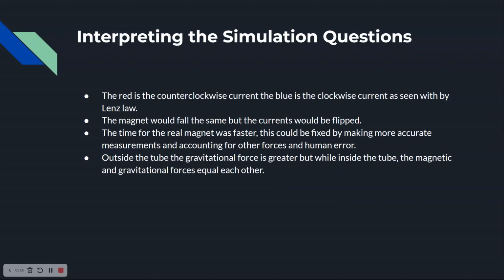Then finally, outside the tube, the gravitational force is greater, but while inside the tube, the magnetic and gravitational forces equal each other. This is why we saw in the graph a changing velocity, and then while in the tube, that middle section, our velocity was constant because the forces were canceling each other, netting out to zero. And then outside of the tube, we kept falling again because now gravity is stronger once more.